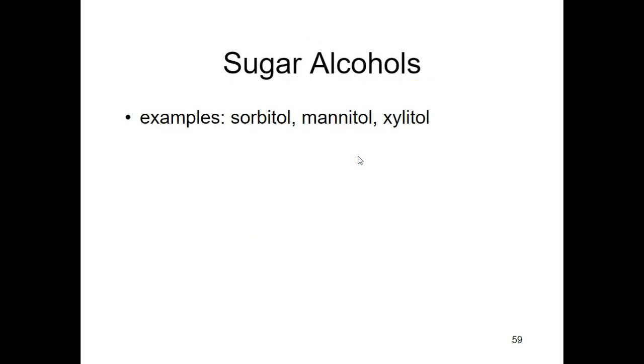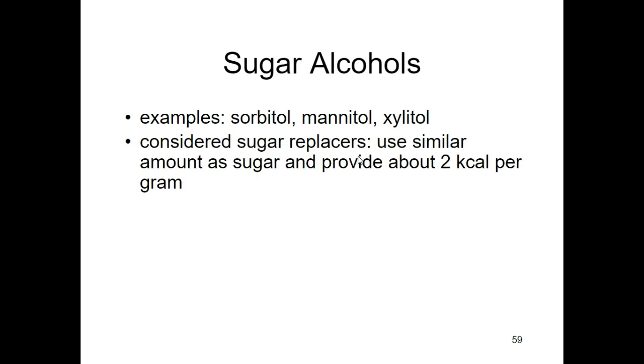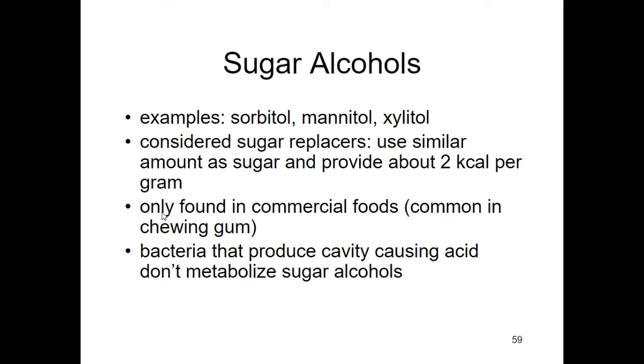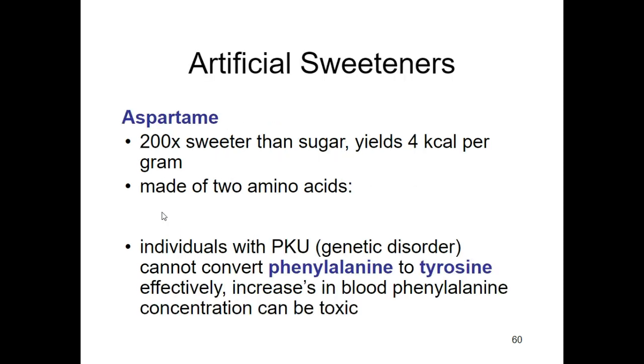Sugar alcohols or polyols, examples are sorbitol, mannitol, and xylitol. So they are considered as sugar replacers. So they are still considered nutritive sweeteners because they provide 2 calories per gram. So they are only found in commercial foods. Bacteria that produce cavity causing acid don't metabolize sugar alcohols.